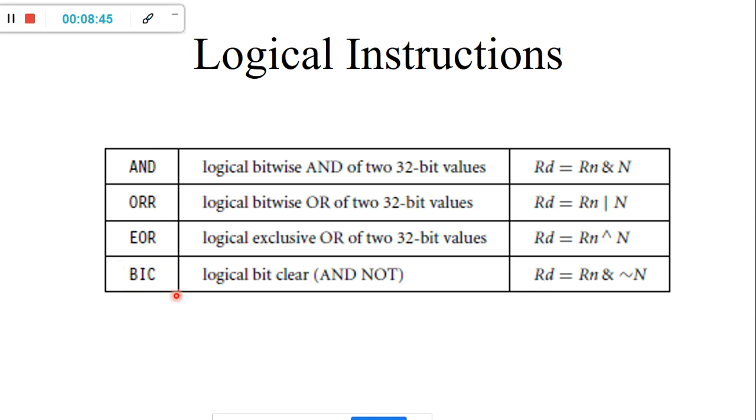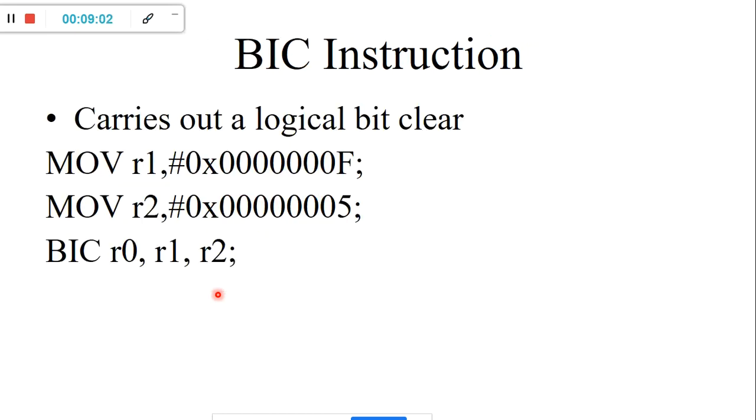I'll take you through the instruction, how BIC works, with a simple example, and we'll see in Keil MicroVision how the output varies. So let me consider a simple example here.